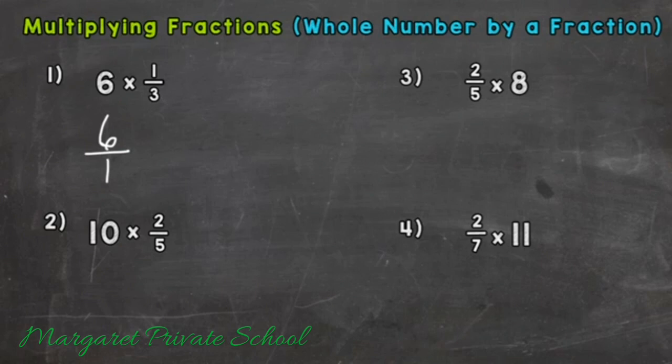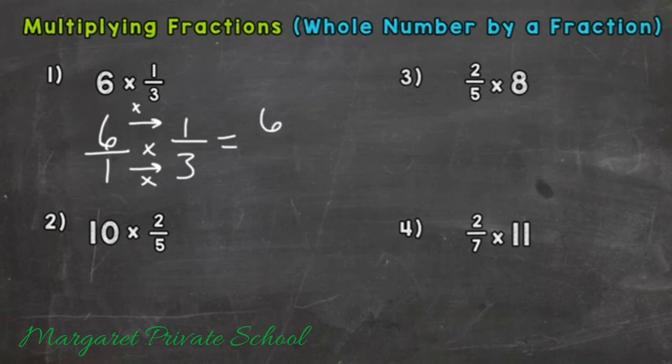Now we have a numerator and a denominator. And then bring down the rest of your problem. So when we multiply fractions, all we do is go straight across. Numerator times numerator, denominator times denominator. So 6 times 1 is 6, and 1 times 3 is 3. So we get 6/3.